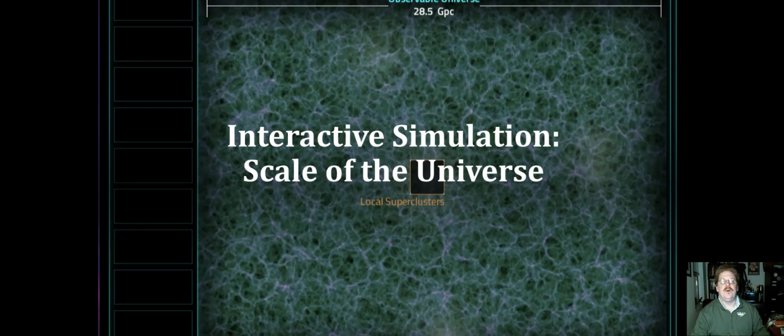This is a simulation that I also put in the description. It is a computer applet. You can also find the link in the PowerPoint slides. This is a nice little computer simulation to, yet again, illustrate the scale of the universe through interactive simulations.